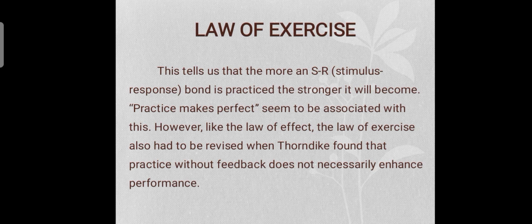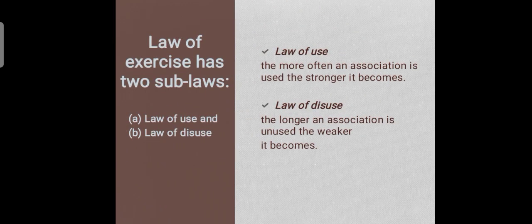Let's go to the next primary law of learning. The law of exercise has two sub-laws, and these are the law of use and the law of disuse. Basically, under the law of use, the more often an association is used, the stronger it becomes. Under the law of disuse, the longer an association is unused, the weaker it becomes. So that is understandable, no? Let's go to the next slide.